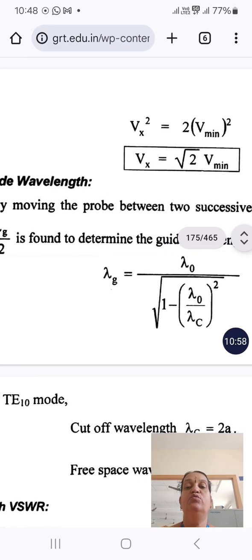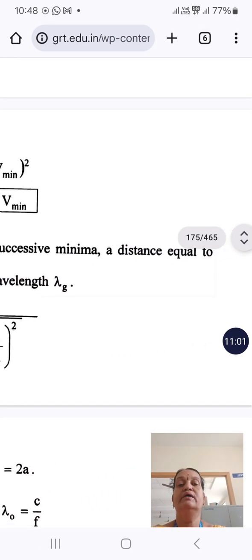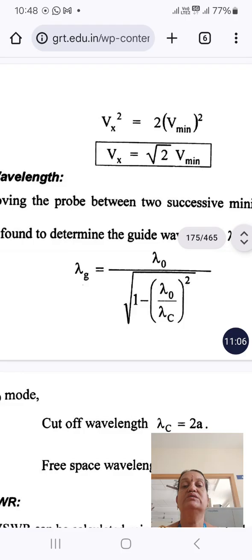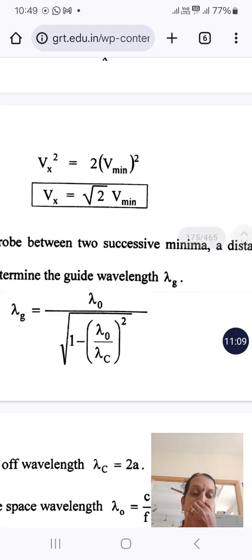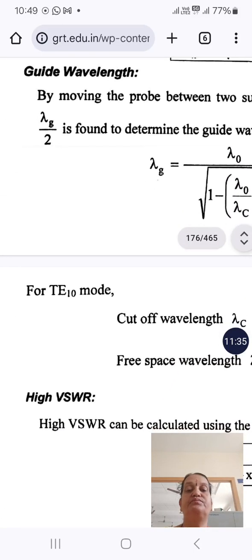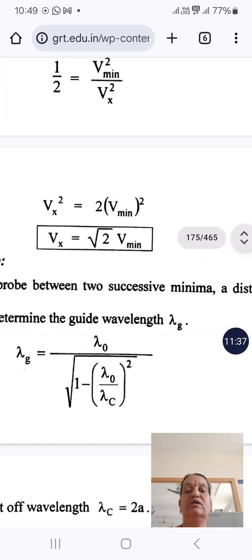For the guide wavelength, by moving the probe between two successive minima, the distance equal to lambda g by 2 is found, which determines the guide wavelength. The transmission line distances can be of types such as lambda by 4, lambda by 2, 3 lambda by 4 and 5 lambda by 4, and it goes on in lengths of quarter wavelength. Based on the length, we have the wavelength measurement using the formula lambda naught by root of 1 minus lambda naught by lambda c the whole square. And this is the wavelength formula.